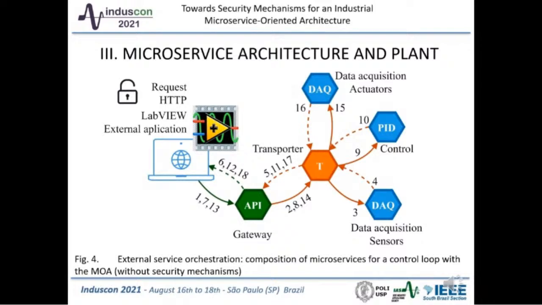In this case, 18 steps in each orchestration cycle are done, as you can see in figure 4. The transporter service used for communication was the high performance message system, NATS, in the orange hexagon. The API Gateway service, green hexagon, was used for communication between the external application and the microservices. All the services are responsible for the composition of microservices for a control loop with the MOA architecture.